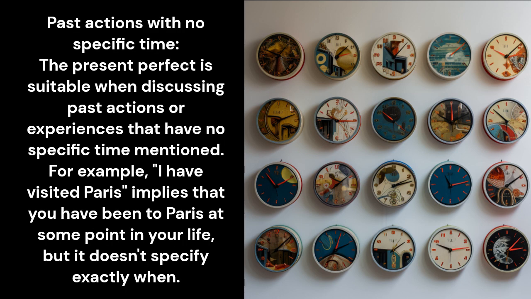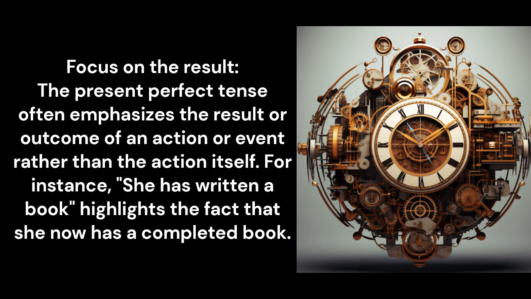Past actions with no specific time. The present perfect is suitable when discussing past actions or experiences that have no specific time mentioned. For example, I have visited Paris implies that you have been to Paris at some point in your life, but it doesn't specify exactly when. Focus on the result. The present perfect tense often emphasizes the result or outcome of an action or event rather than the action itself. For instance, she has written a book highlights the fact that she now has a completed book.